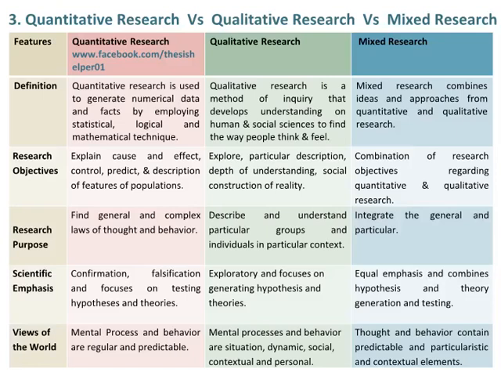Research objectives of quantitative research are many, such as explain cause and effect, control, predict, and description of features of populations. Whereas research objectives of qualitative research are many, such as explore, particular description, depth of understanding, social construction of reality. Whereas research objectives of mixed research are a combination of research objectives regarding.